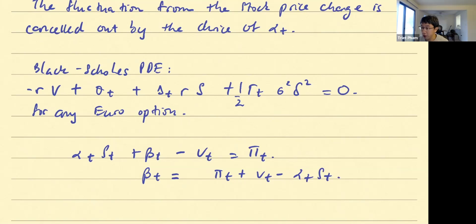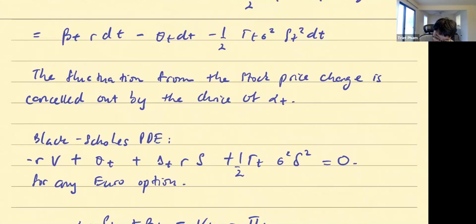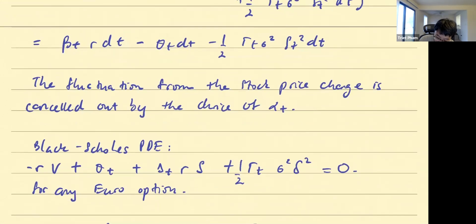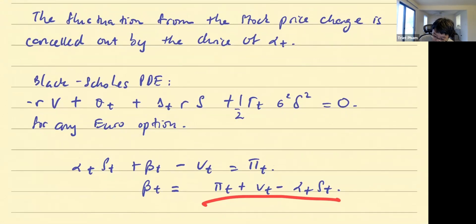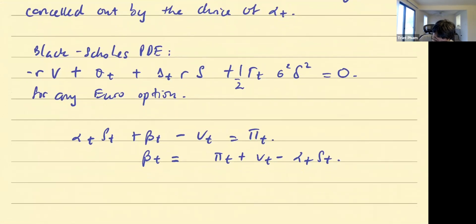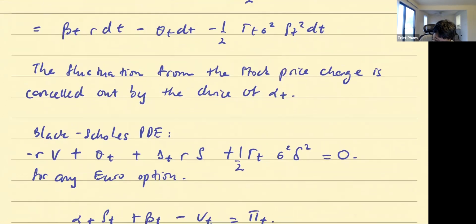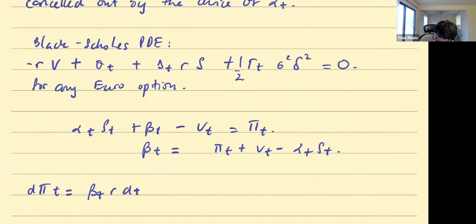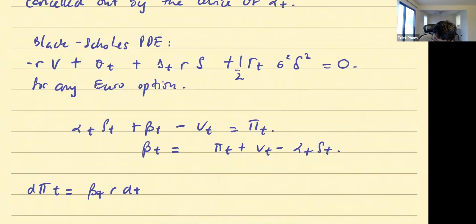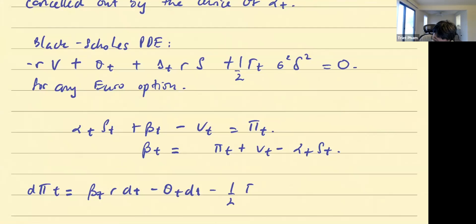So it's automatically determined if you choose alpha T. If you choose alpha T, beta T must be what it is, you have no choice on it. So plug this quantity into the beta T. All right, let me rewrite that. So we conclude that the change in our portfolio will be beta T R dt minus theta T dt minus 1/2 gamma T sigma square ST square dt, all right?